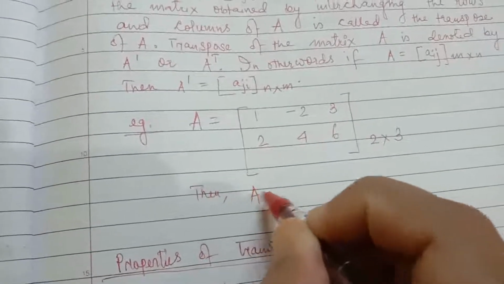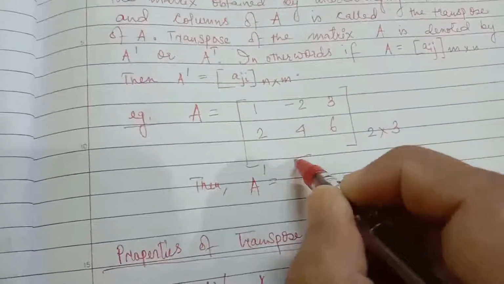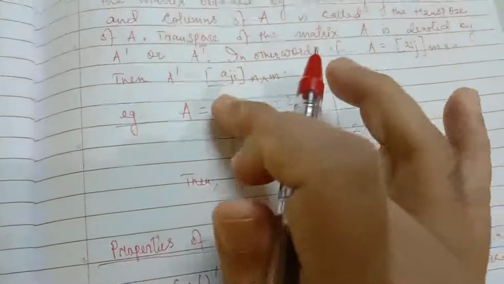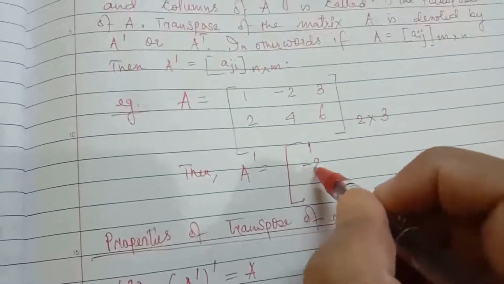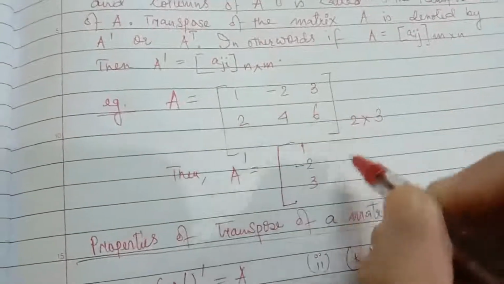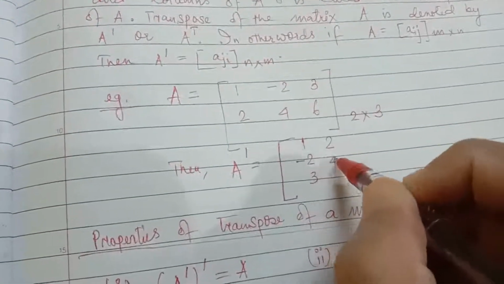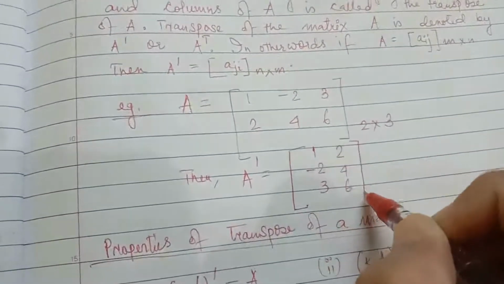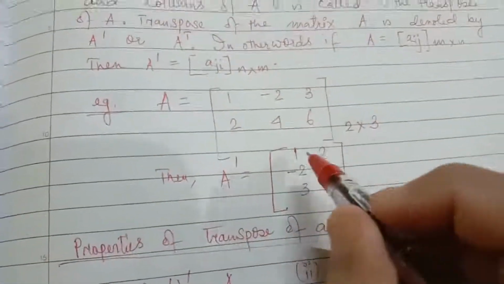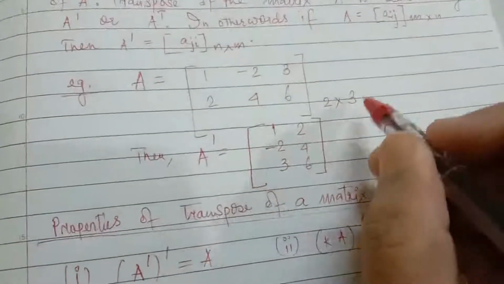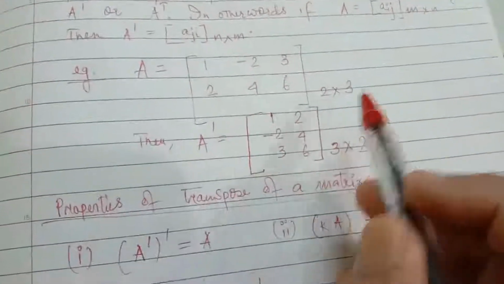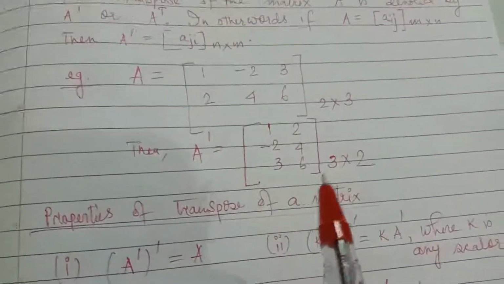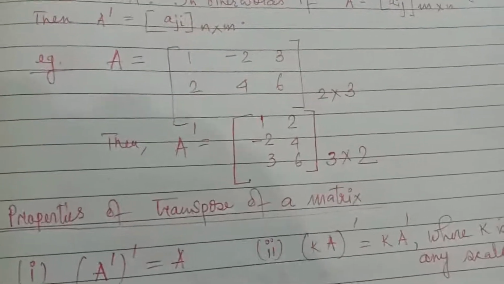A dash, A transpose, is equal to, transpose means we have to write the rows as columns. We have to write the first row as first column and the second row as second column. This is A transpose, A dash. Clearly the order of A dash will be 3 by 2. If A is a matrix of order 2 by 3, A dash will be a matrix of order 3 by 2.